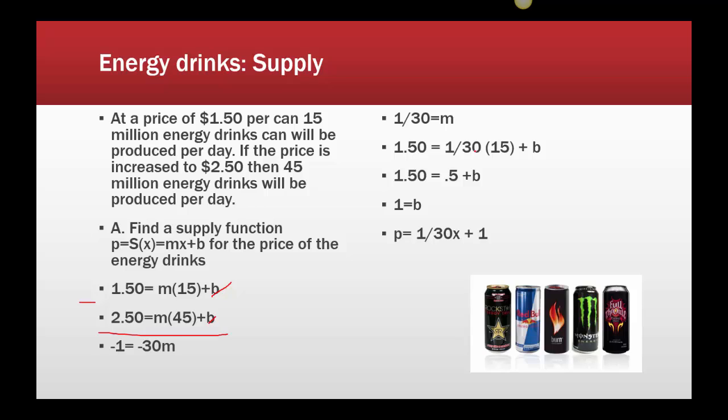All right, so a different thing is happening on supply. This slope is positive, showing that they want to make more money, so it's going up, where the slope was negative for demand, so it was going down.